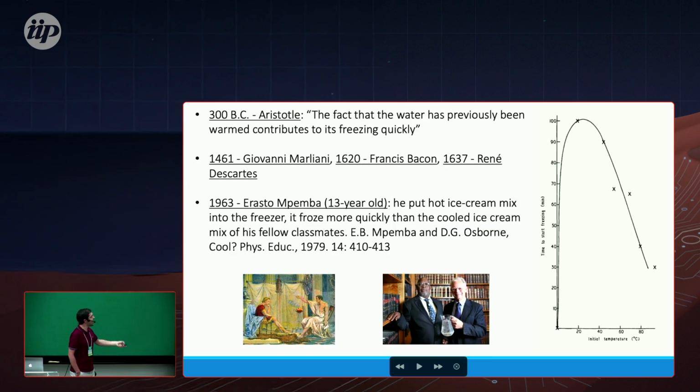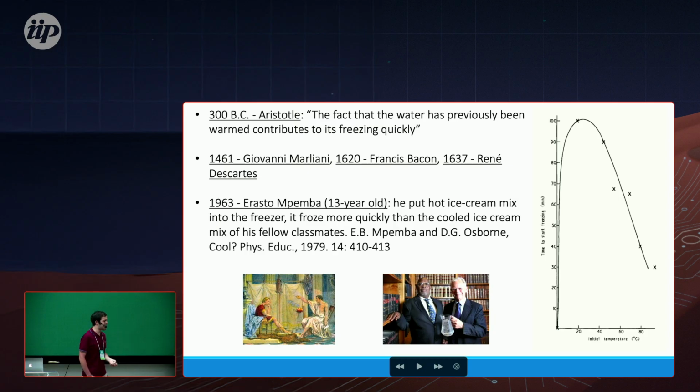And then we arrived to our days, when in 1963, an elementary school student in Tanzania, Erasto Mpemba, was late to prepare some ice cream at school for an experiment. So he took his hot ice cream mixture and put it in the freezer to gain some time, and he discovered that it froze faster than the mixture of his classmates. So he went to his professor saying, why does hot water freeze faster than cold water? And everyone started to laugh at him and make jokes about him, saying that every time there was a mistake at school, it was Mpemba physics, Mpemba math. No one trusted him.